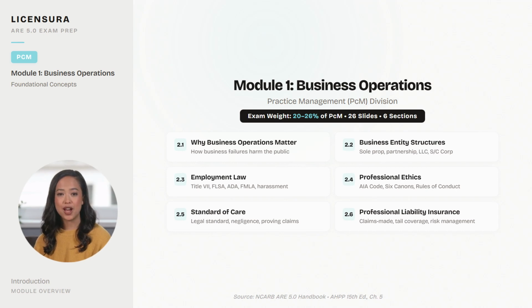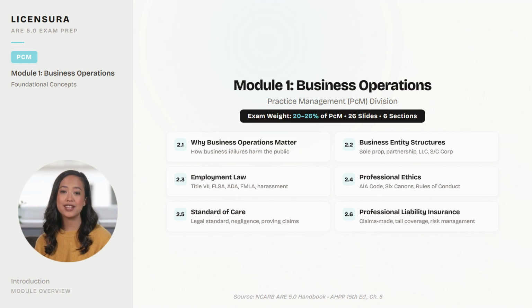Welcome to Module 1 of Practice Management Business Operations. So this module is all about the business side of running an architecture practice. And look, that might not sound like the most exciting thing in the world, but here's why you should care. NCARB dedicates 20 to 26% of the entire PcM exam to this one module. That's more weight than any other topic area. So if you're going to invest your study time wisely, this is a really good place to start.